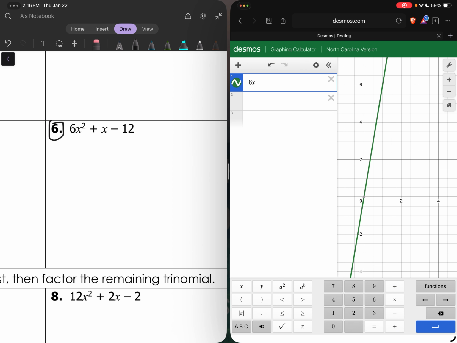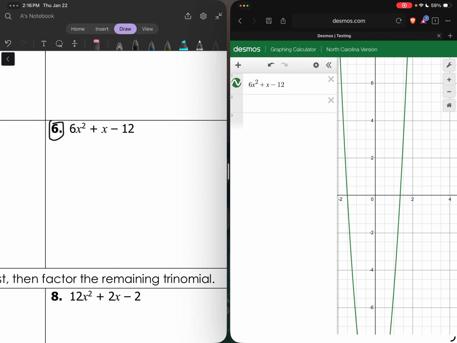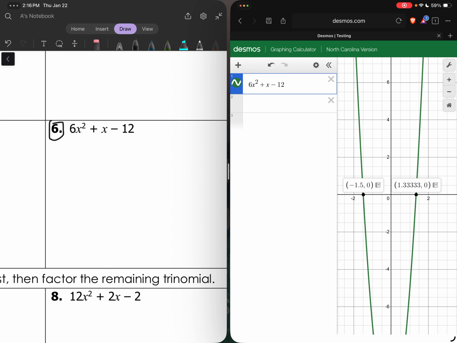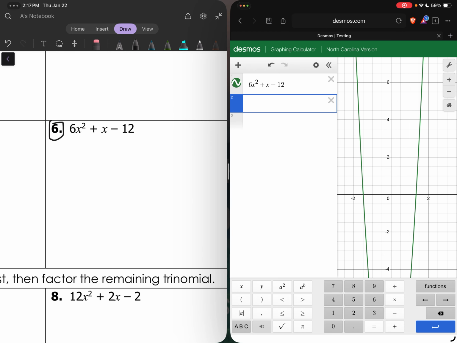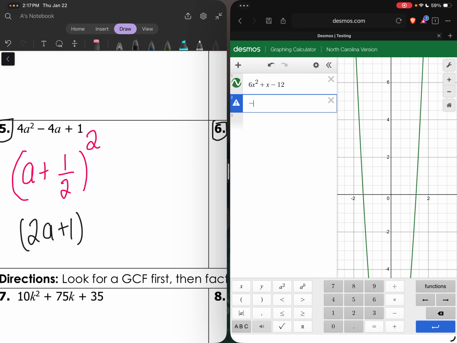Six x squared plus x minus 12. I have these two coordinates. Negative 1.5. Sorry, y'all, this is supposed to be a minus. I just realized I didn't change it.